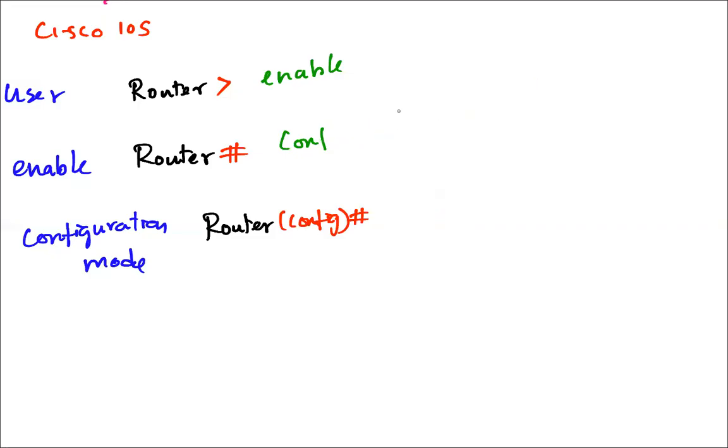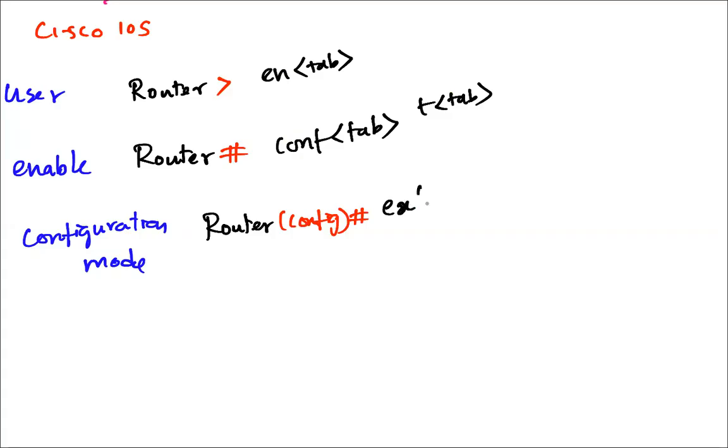What is the next method? Method number one is typing fully. What is method number two? EN and press the tab key. Just hit the tab key. And then conf, and then press the tab key. And then T, press the tab key. It auto completes configure terminal for us. And then again EX, and then we have the tab key. Okay, good.